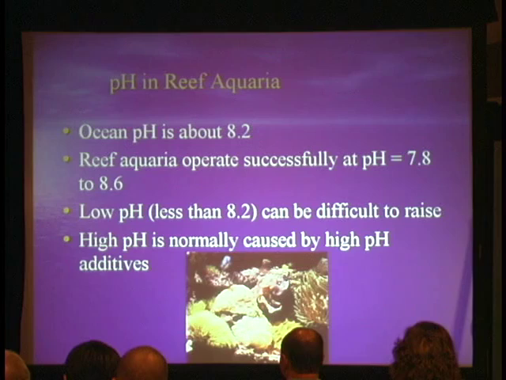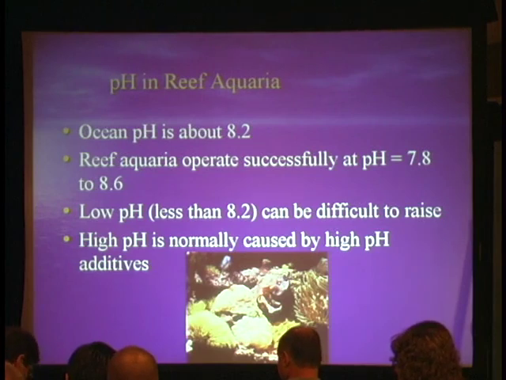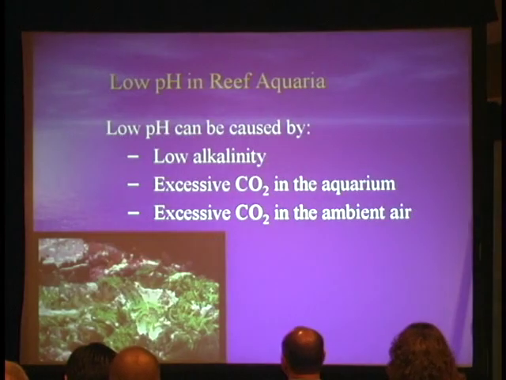High pH is usually not hard to solve. It's usually caused because you're adding something that's a high pH. You're adding lime water, usually. Sometimes the two-part additives can also do it. So if you just add less of those things, you probably would solve your high pH problem. Low pH can be caused by low alkalinity, and I'll show exactly how that works in a minute. But most of the time it's caused by excessive carbon dioxide.